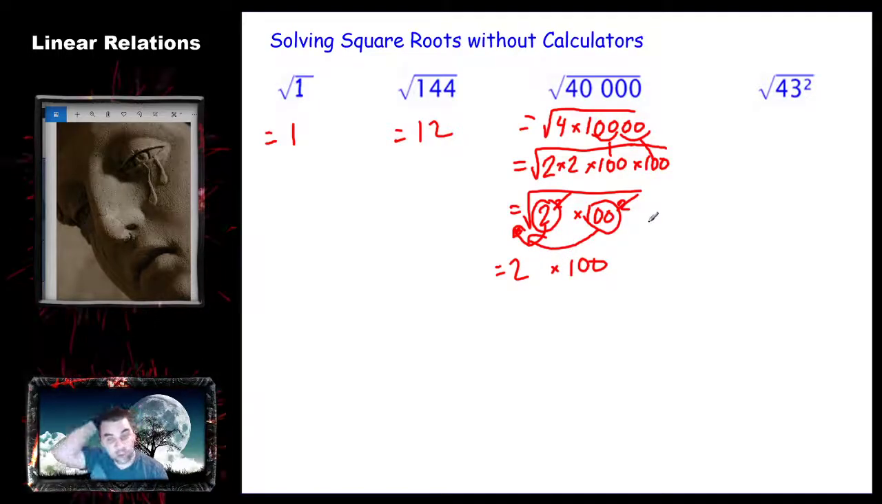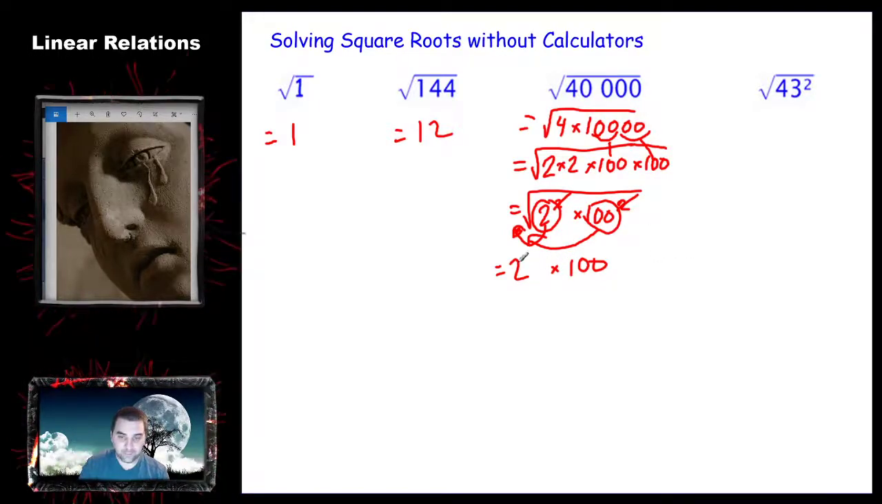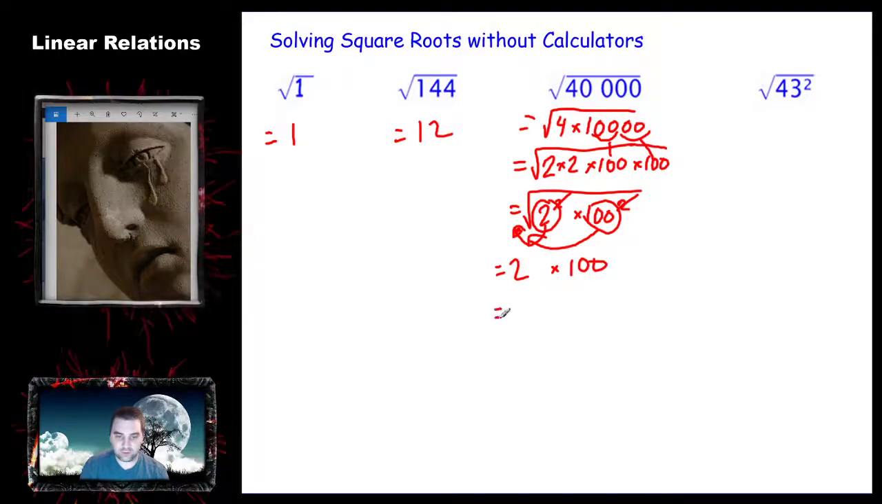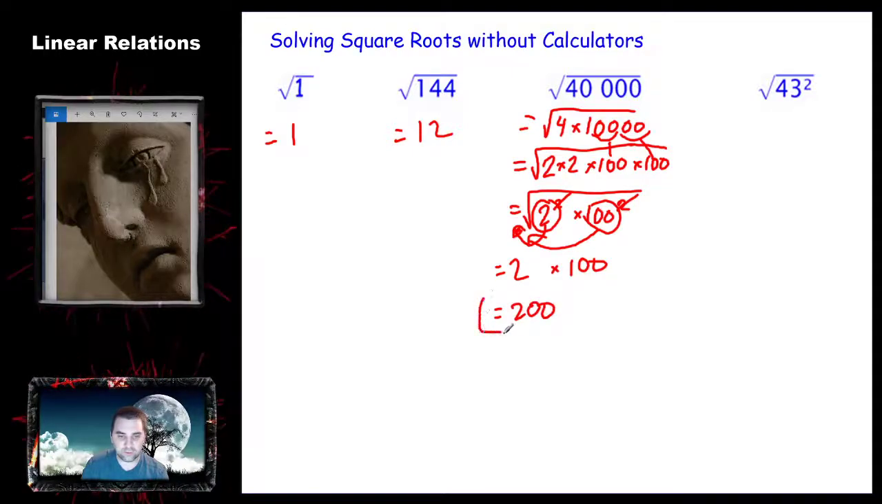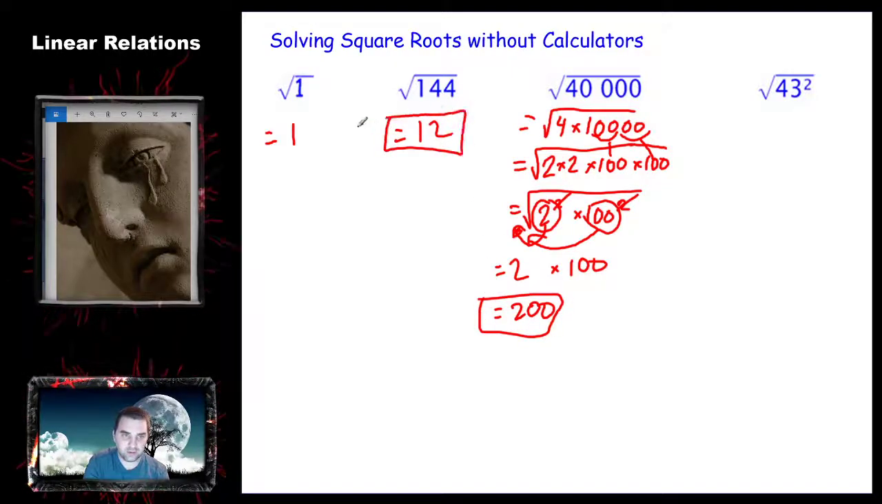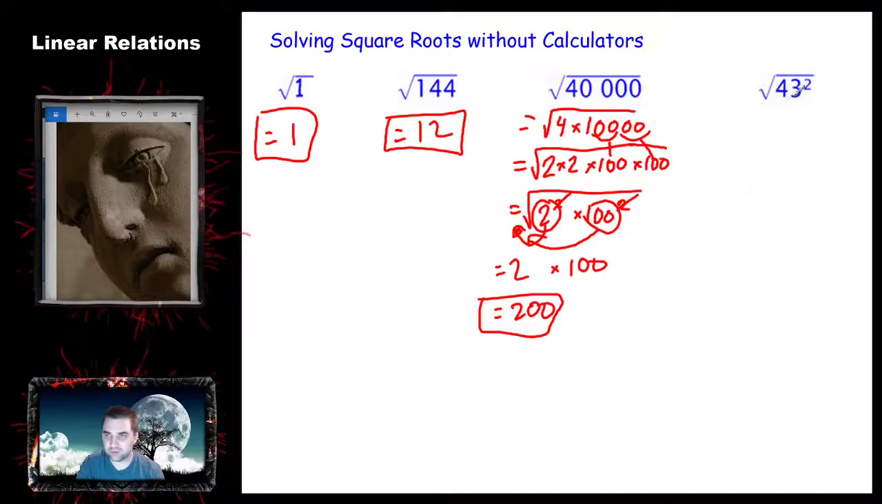It would still be square root 100. Okay, so 2 times 100, that's really hard. No, not really. 2 times 100 is 200, so that is my final answer here. I should be doing some boxes around there.